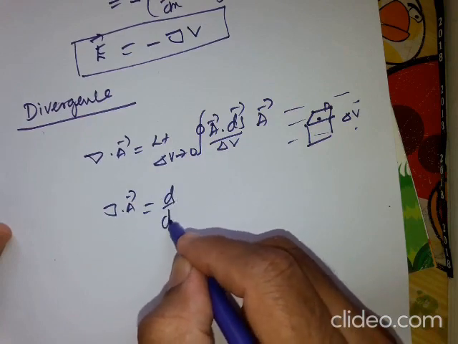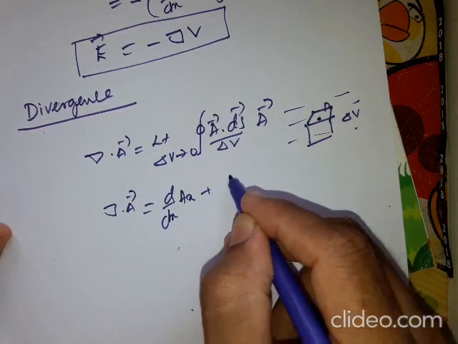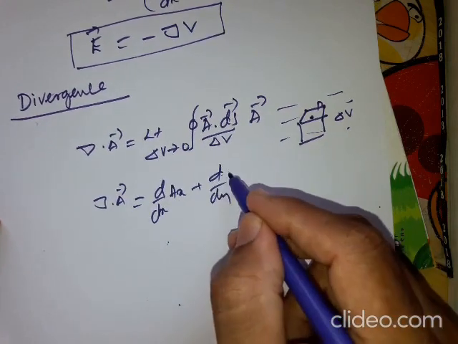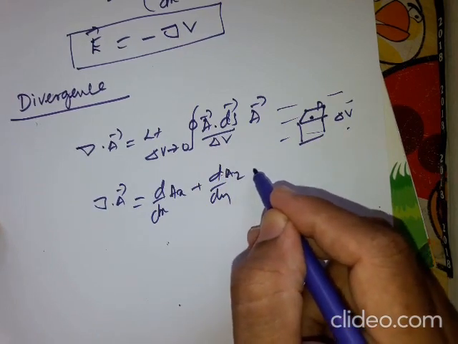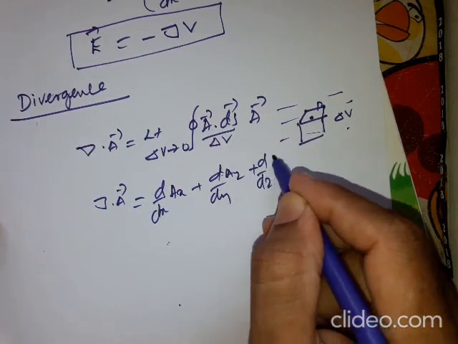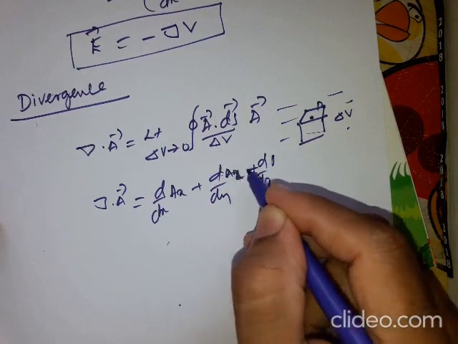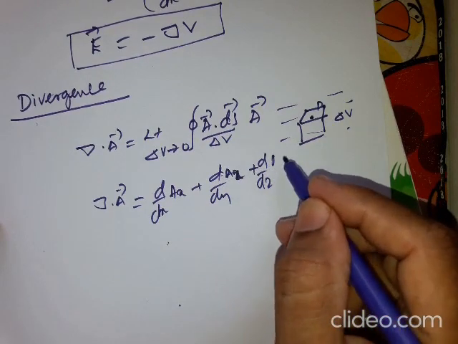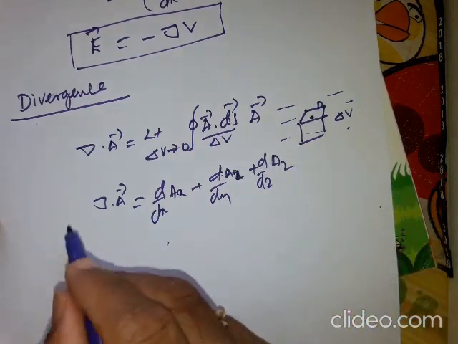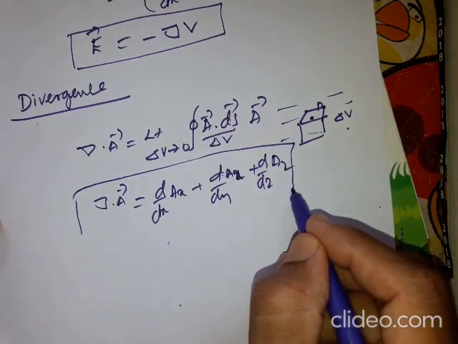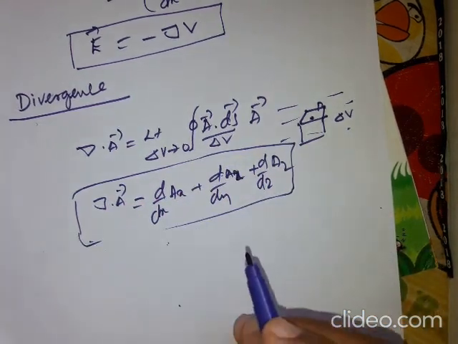Or this is simply written as d by dx of Ax plus d by dy of Ay plus d by dz of Az. So this is the divergence of the field A.